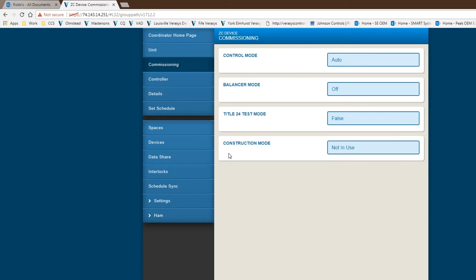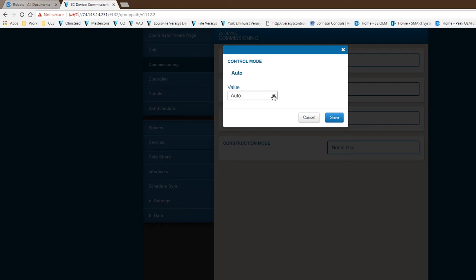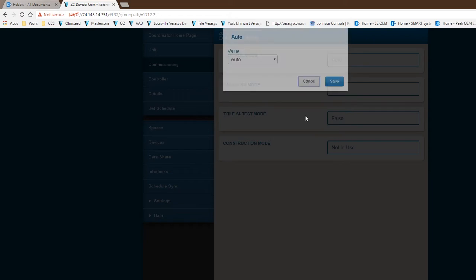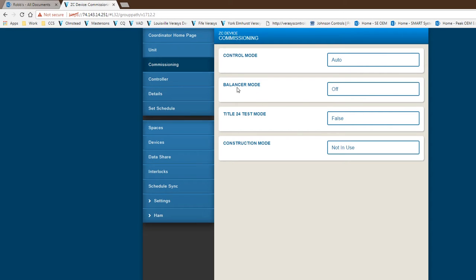So the next, really the big area here from a commissioning of the zone coordinator, you've got to think about it comes in default as auto, but in case you want to make sure the unit's always going to run in cool, or always run in heat, you can change that as well. During the balancing mode, you do have an option to turn balancing on, and what that does is basically blow the fan at 100%, or fan on, and all your dampers will go into the 100% position, so fully open. We also have our Title 24 test mode here as well, and this is based on the Title 24 of California.